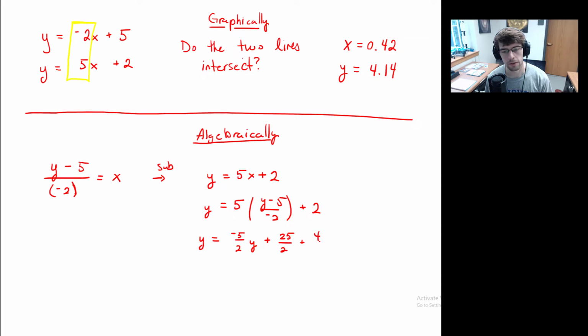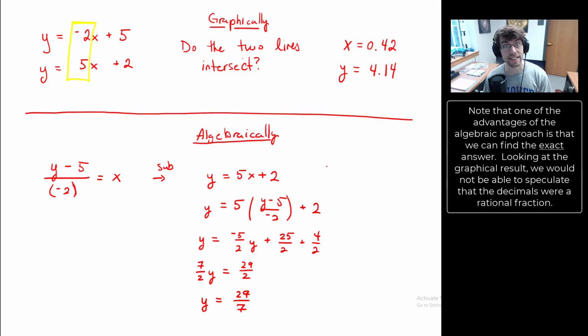And I'll go ahead and find a common denominator, so I've moved that, okay? And we gotta get it to the other side. So we have something like 7 halves y is equal to 29 halves. And that we see that y is something like 29 divided by 7. Okay. We can buy it. We see that it's slightly greater than 4.